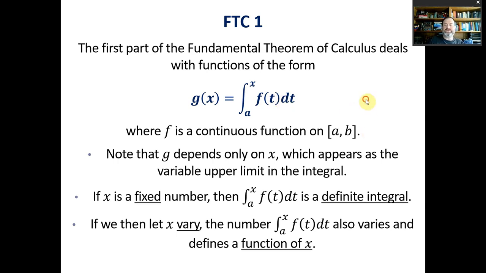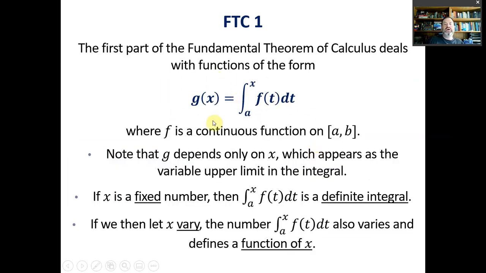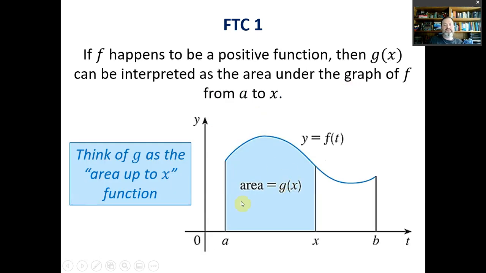So let's see how this works. This picture pretty much tells you everything you need to know, and this little box. So if f happens to be a positive function, then g of x can be interpreted as the area under the graph of f from a to x. Well, that's all we want to do, right? And again, go back and look at the formula. That's all we want to do. We just want this to represent the area of that blue region under the graph of f of t between a and x, right, which is this.